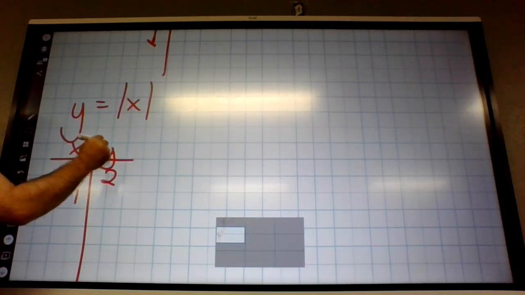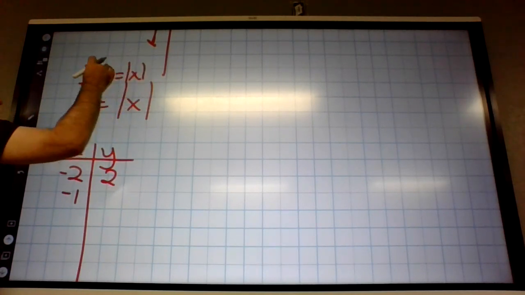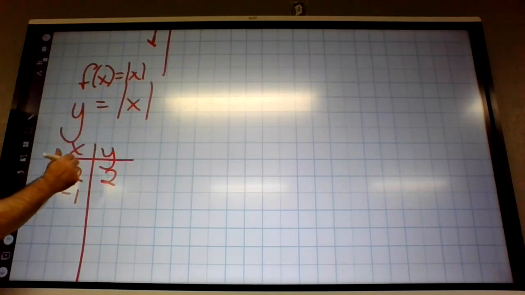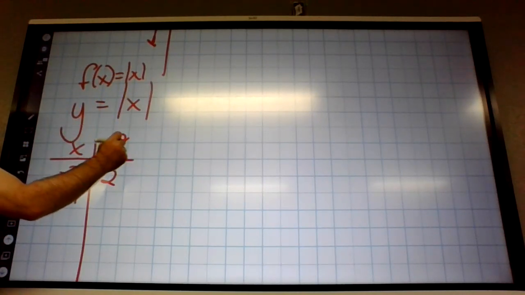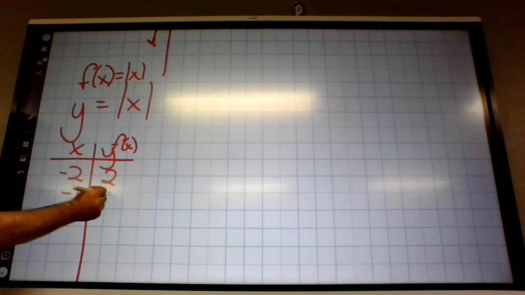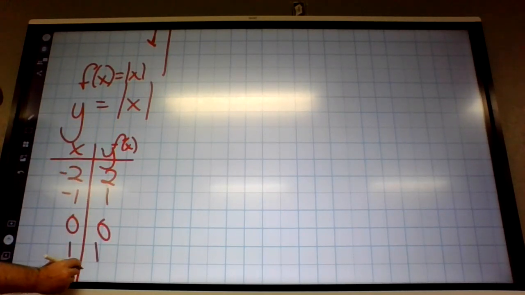Positive 2. So by the way, this is interchangeable, right? f of x equals absolute value of x. It's going to look more like that in function notation. Same thing though. The y-axis could also be like the f of x axis. Anyway, if I plug in negative 1, and if I plug in 0, it's like the U thing.